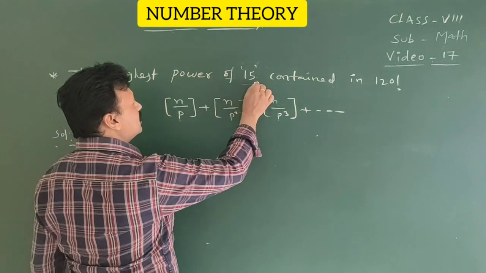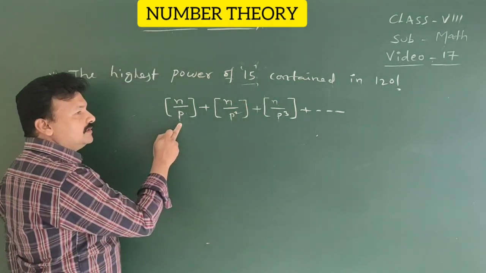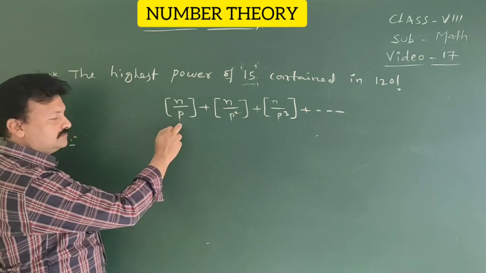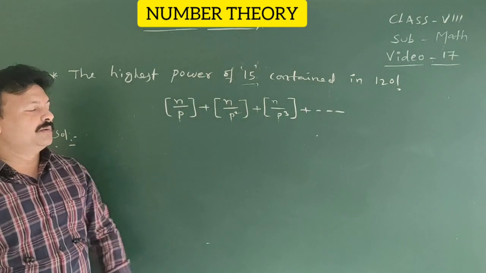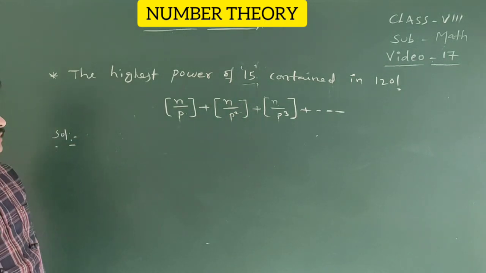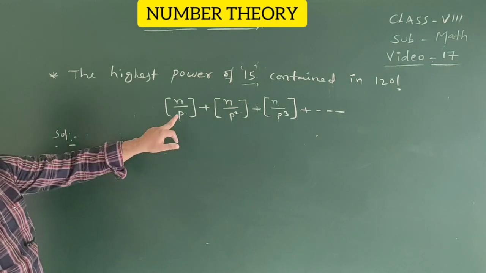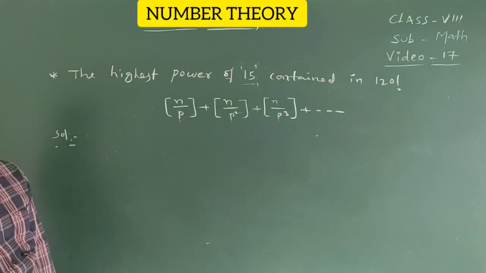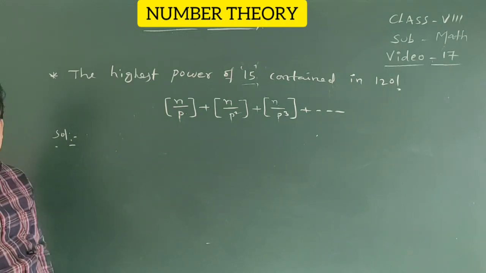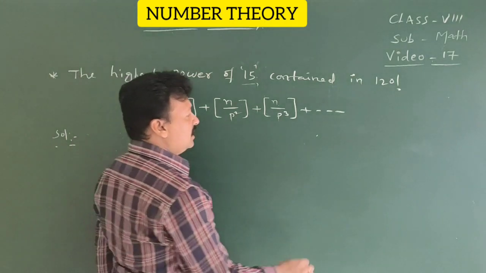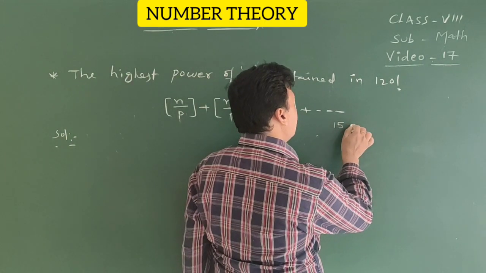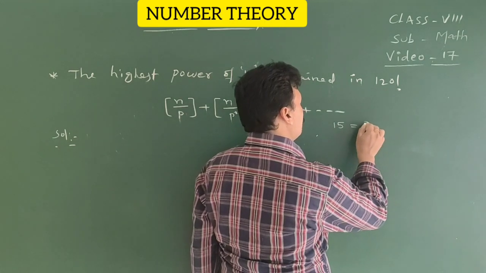Here 15 is not prime. If p is prime, we can use this one: floor of n by p plus floor of n by p square plus floor of n by p cube and so on. We can use this result for prime numbers only. When non-prime numbers are given, first of all we need to arrange them into a product of primes.